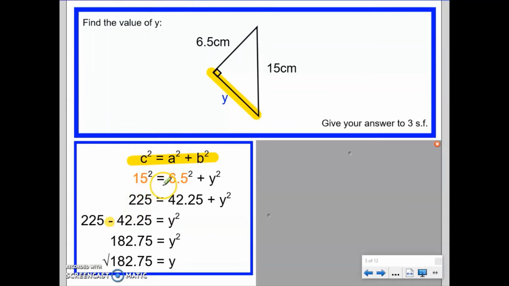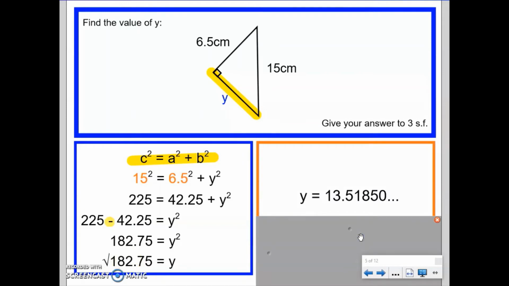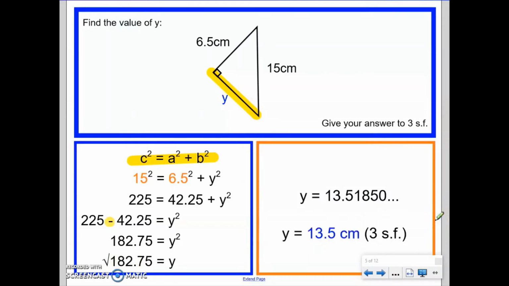15 squared is 225. 6.5 squared is 42.25. Then I'm going to subtract 42.25 from both sides to leave me with 182.75. And again, that is y squared, but we don't want to know y squared, we just want to know y. So we square root both sides. The square root of 182.75 on our calculator gives us 13.51850, which I can then round to 3SF. So the length of y from here to here is 13.5 centimeters.